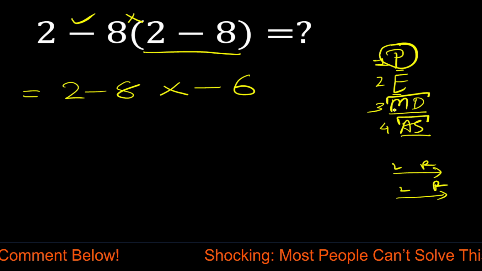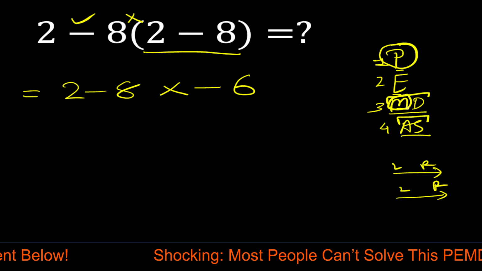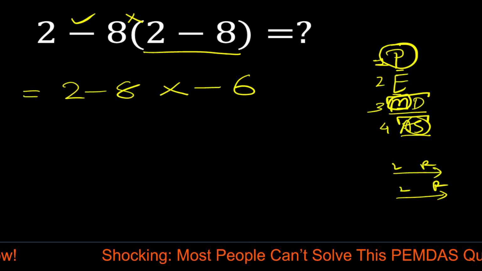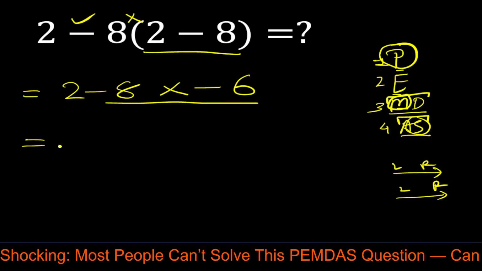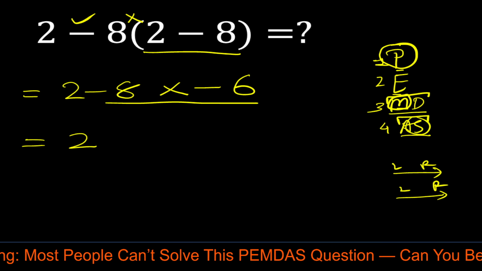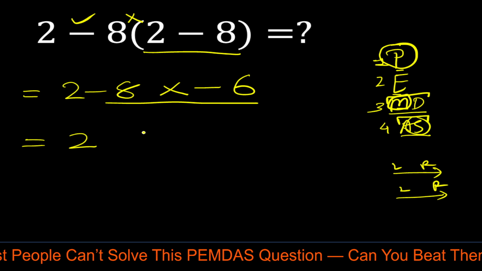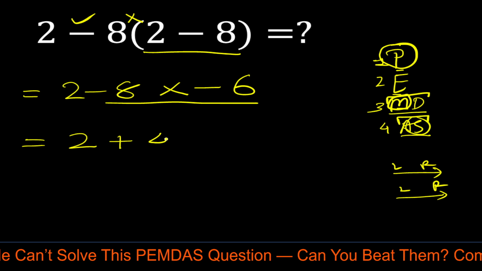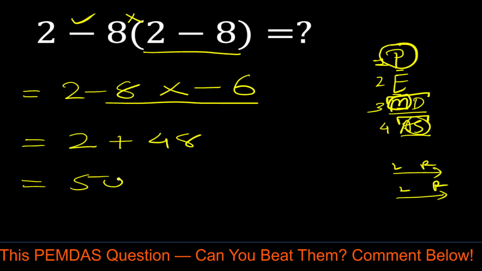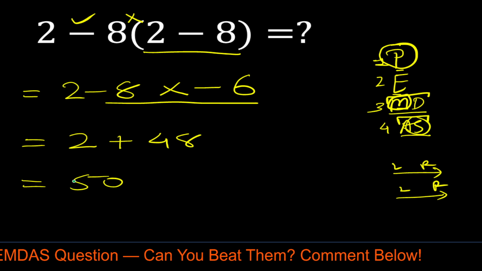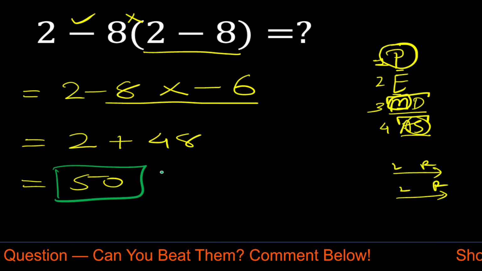Now according to the PEMDAS rule, first we have to solve multiplication, then we have to solve subtraction, right? So first we have to solve this multiplication. So 2, now minus 8 times minus 6, right? So plus 48. Now 2 plus 48 is equal to 50. So the correct answer is 50, right?